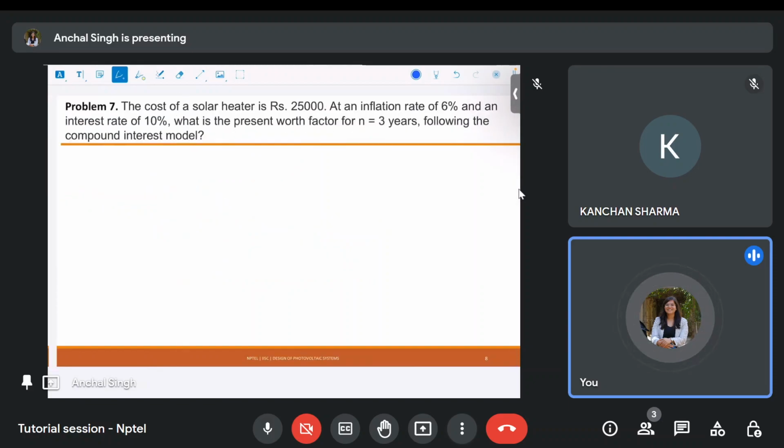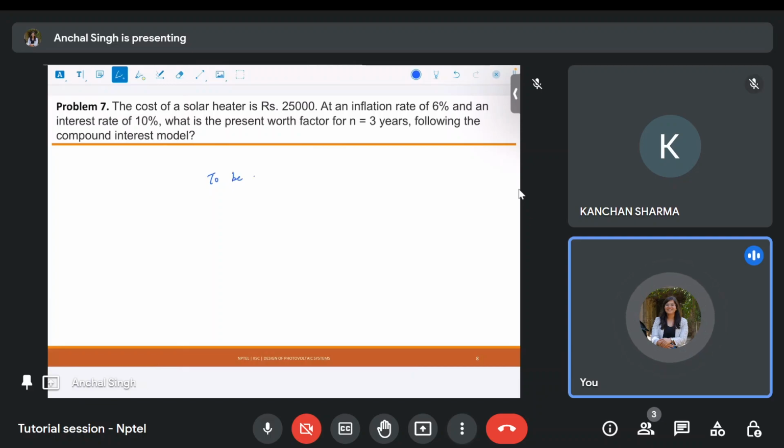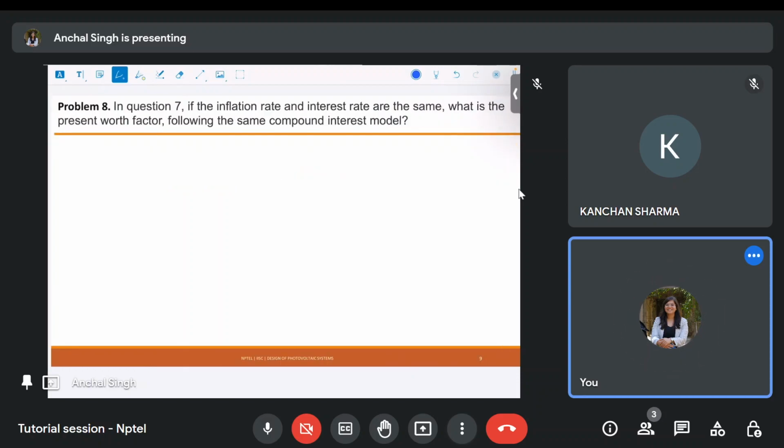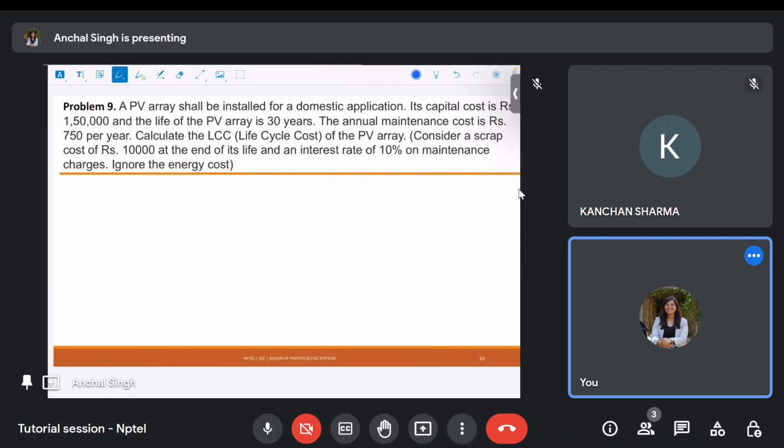Now problem number 7 and 8 will be confirmed in the solutions. So let us discuss problem number 9.